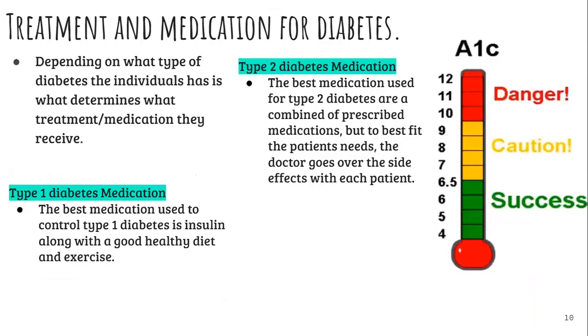Treatment and medication for diabetes. Depending on what type of diabetes the individual has determines what treatment or medication they receive. For type 1 diabetes, the best medication to control it is insulin, along with a good healthy diet and exercise. For type 2, it's a variety of medications prescribed by a doctor that best fit the patient.